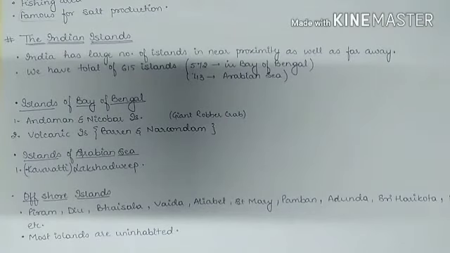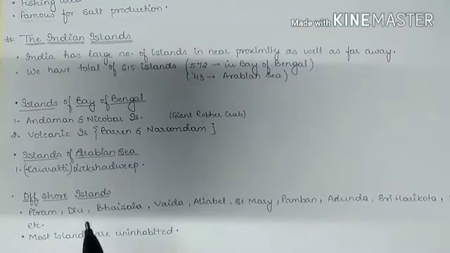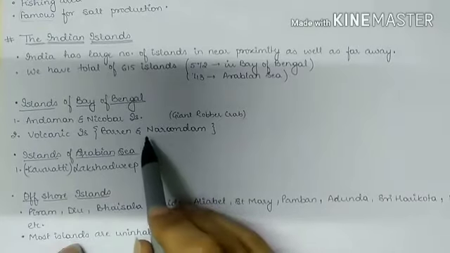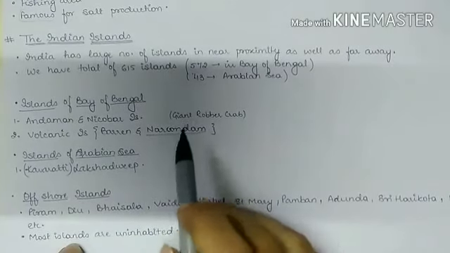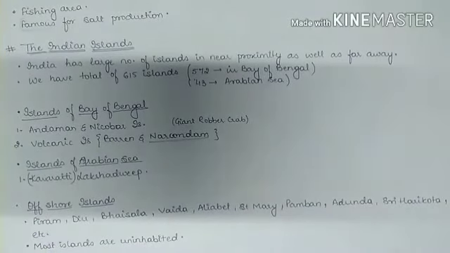The entire region falls in a major earthquake zone. Barren Island in the Andaman has an active volcano. Now in the Bay of Bengal, we have two major volcanic islands. First is Barren Island, and second is Narcondam Island, which is situated 80 kilometers east of the Andaman Islands.